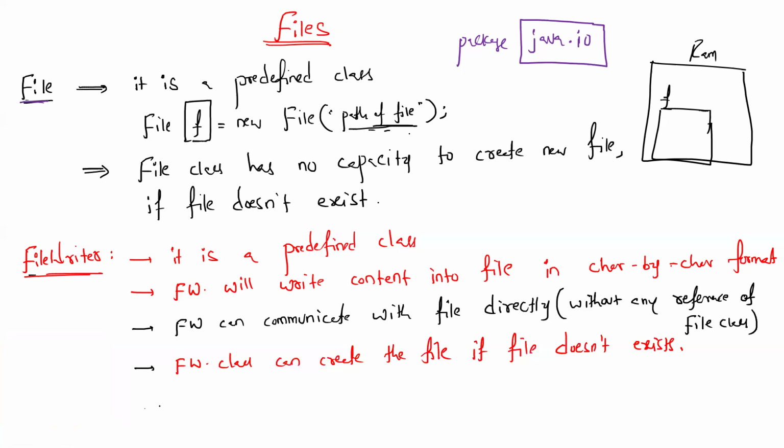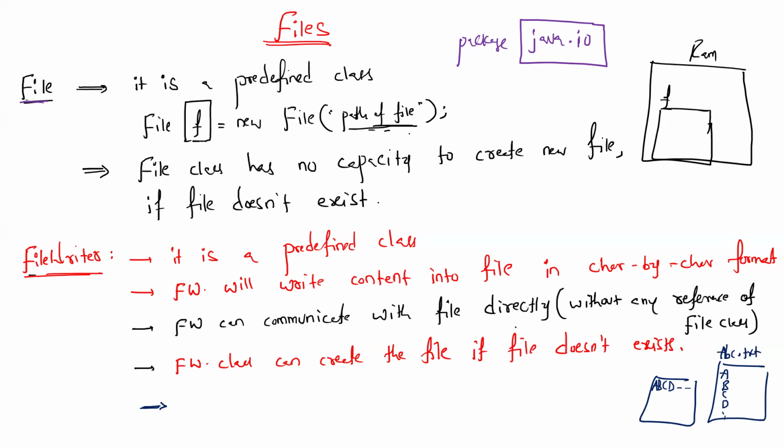Then there is one more point. File writer class has one limitation. By default, whenever we are writing the content into a file, everything will be written in one line only. For example, in some abc.txt file, my intention is I want to write A in the first line, B in the next line, C in the next line. This is the format I want to write the content. But by using file writer, by default, it will not write like this. It will write in the same line, A, B, C, D, E, F. That's the nature of file writer.